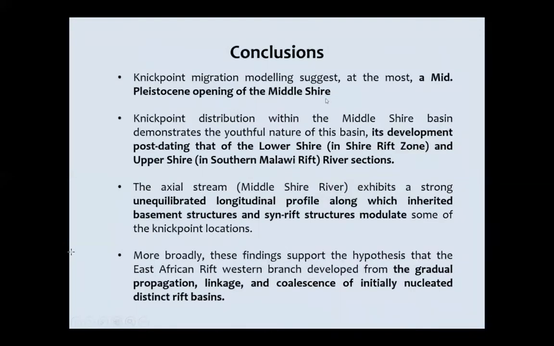In conclusion, therefore, we observe that the Middle Shire might have opened during the mid to Upper Pleistocene times, and that its development postdates the development of the Lower Shire segment and the Upper Shire segment. So it's younger than the two segments of the Shire, but also the Middle Shire section does show a strong unequilibrated longitudinal profile along inherited basement structures, which seem to modulate the Knickpoint locations. And finally, the observations that we make in this study support the hypothesis that the rift system, especially the western branch, has developed from the gradual propagation, linkages, and coalescence of initially nucleated distinct rift basins.